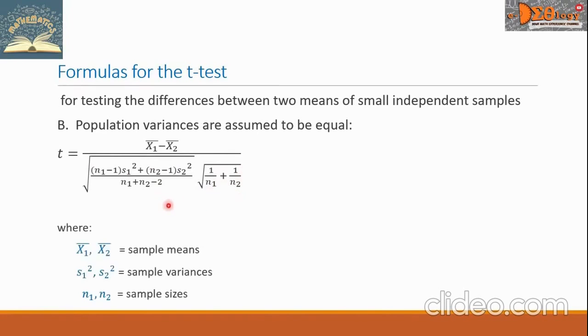Also, we take note that x bar sub 1 and x bar sub 2 are the sample means. The s sub 1 square and s sub 2 square are the sample variances, whereas n sub 1 and n sub 2 are the sample sizes. Computing for the degrees of freedom, we have this formula: n sub 1 plus n sub 2 minus 2.